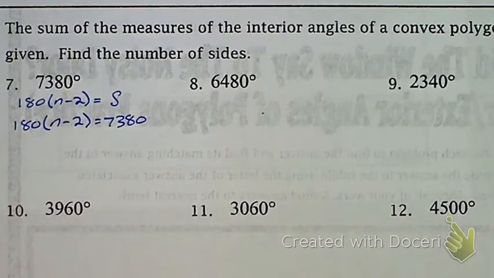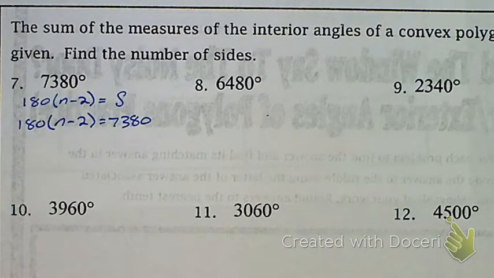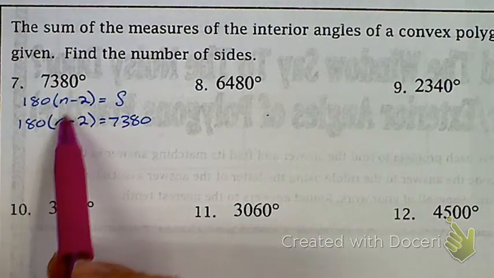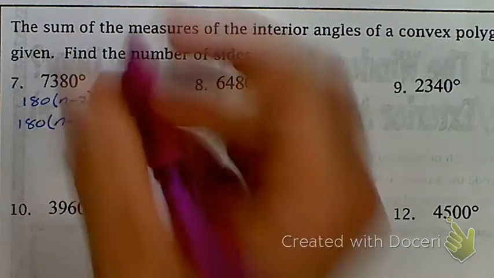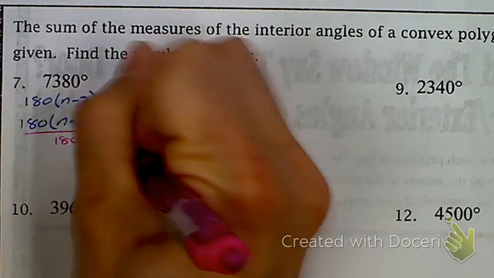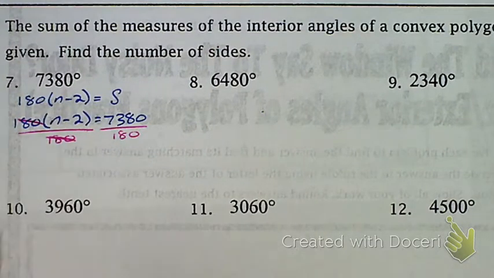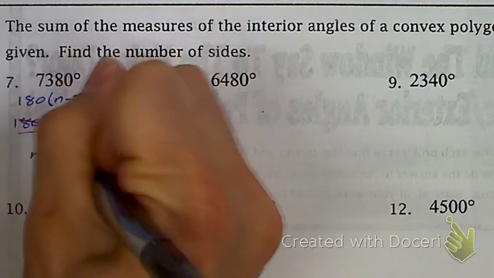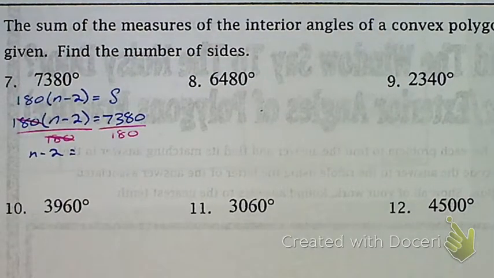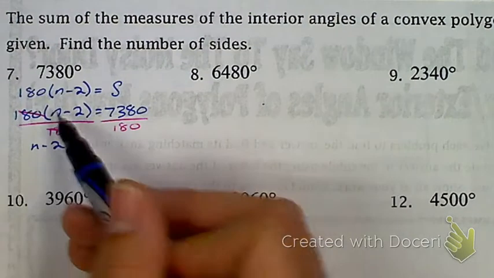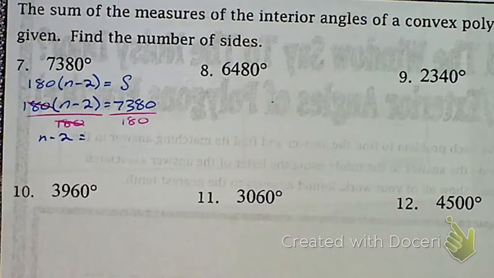How do you get rid of that 180 that's multiplying? Multiply. You could, or what's another way? Instead of multiplying it, what's the opposite? Divide it. You can't take it over to the other side and subtract it, because it's multiplying. If it was adding, you could subtract, but it's not. This cancels with this. You're left with n minus 2 equals.